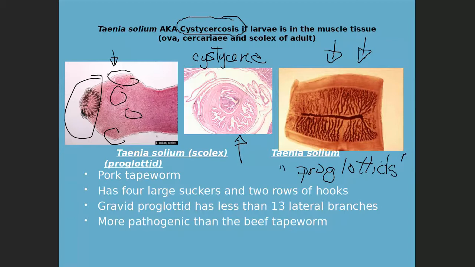Which carry usually tons and tons of fertilized eggs within them. And that's why breaking off a segment basically just releases eggs in the fecal matter of whoever it is that is carrying that Taenia in their body.